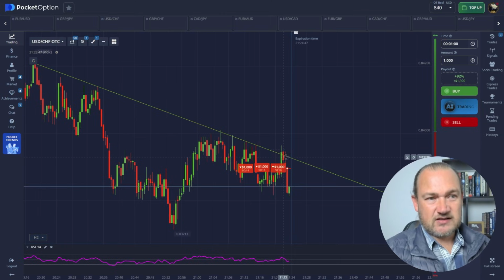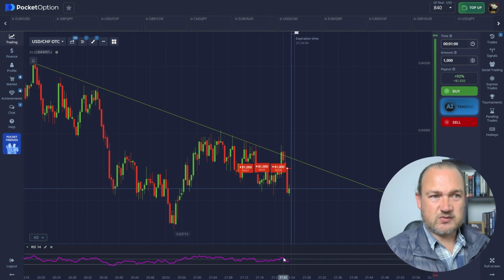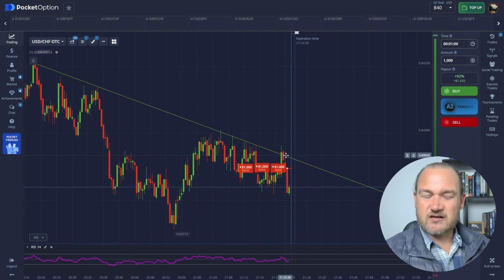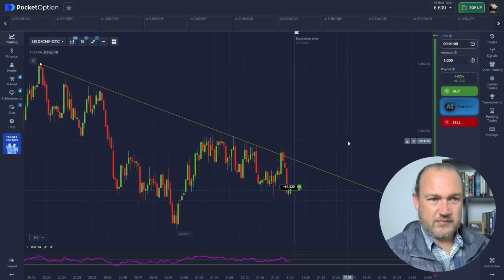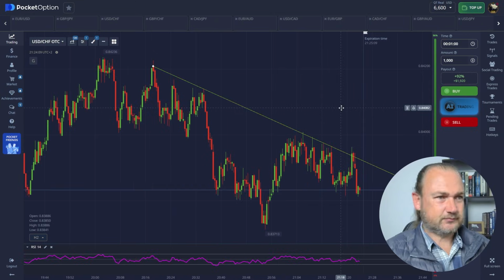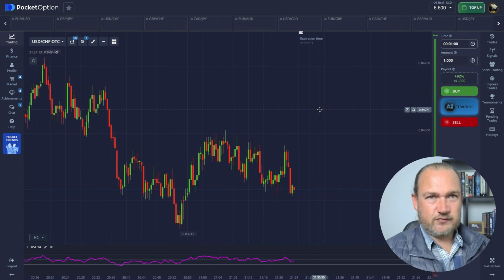But we did get a decent rejection here, and we did see the RSI come back down. Sometimes you'll hear people talk about a fake break, and this is kind of what we have here, but it was an excellent trade nonetheless. Okay, let's see if we can pick up one more.